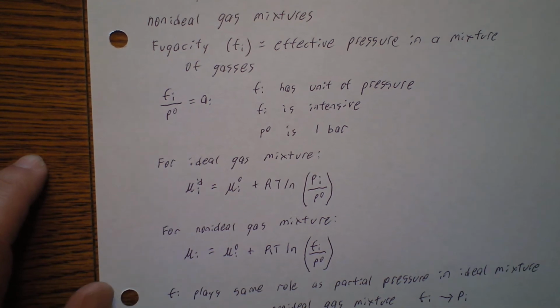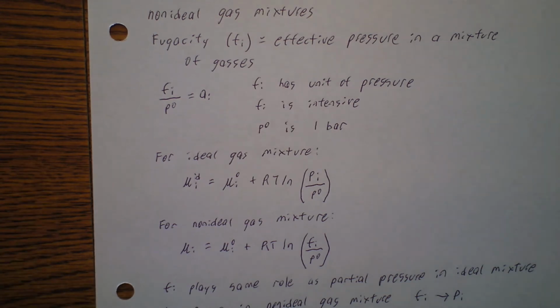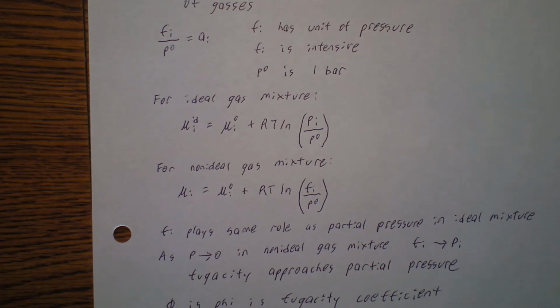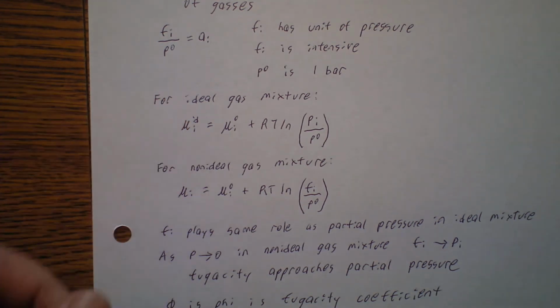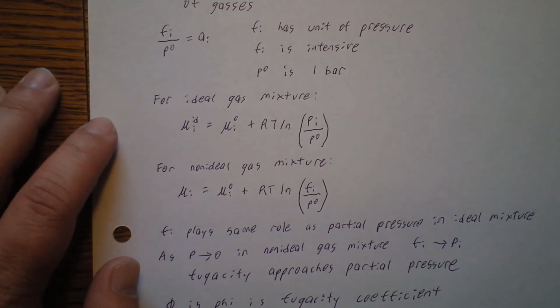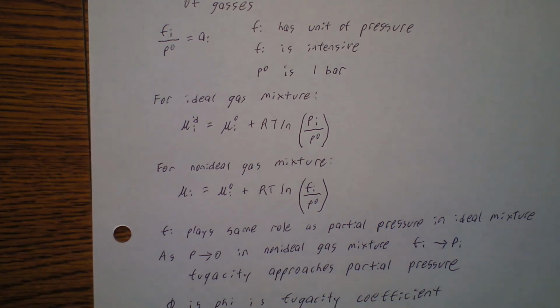f_i has units of pressure. f_i is intensive. And remember, of course, the standard pressure is 1 bar. Now, for an ideal gas mixture, the chemical potential of substance i, ideal, is equal to the chemical potential of substance i in the standard state, plus the gas constant R times the temperature times the natural log of the partial pressure of substance i divided by P naught.